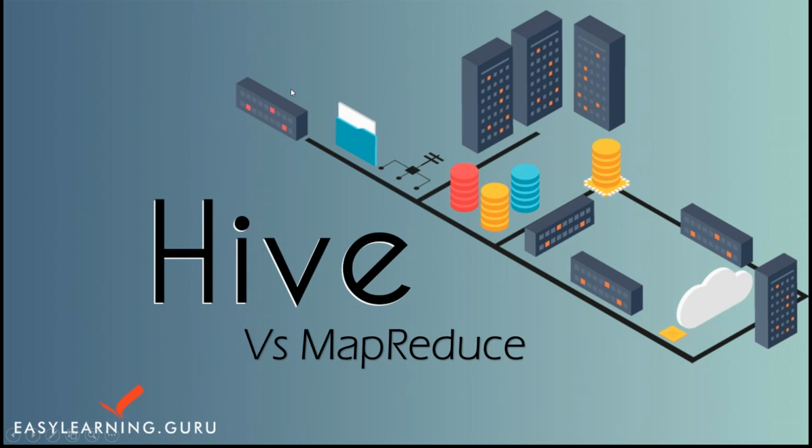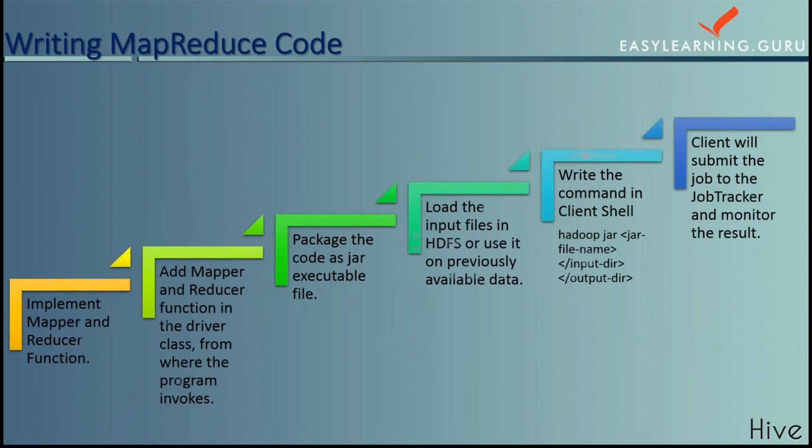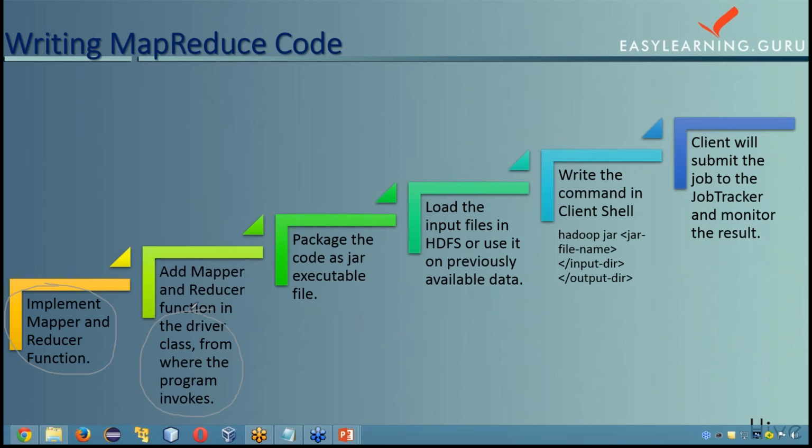So let's see. First of all, writing a MapReduce code. While you're writing a MapReduce code, what procedure do we follow? First of all, we have to implement the mapper and the reducer function. Then these functions are written in the driver class from where the program invokes. After this, it is packaged. We package the code as a jar executable file because it is through the jar file we can make the processing or analysis of the data work.